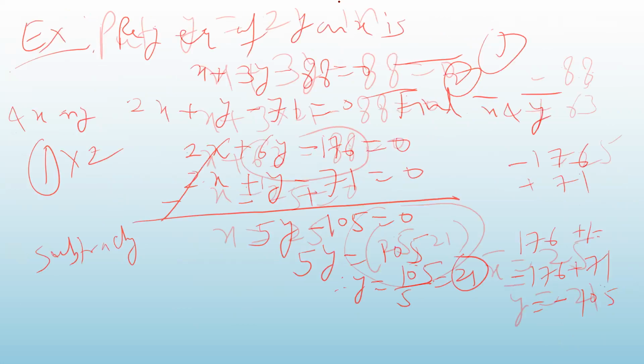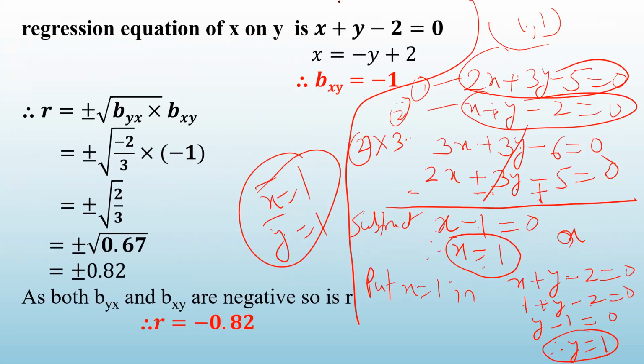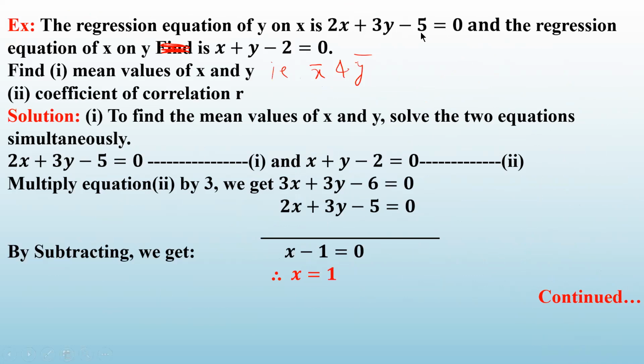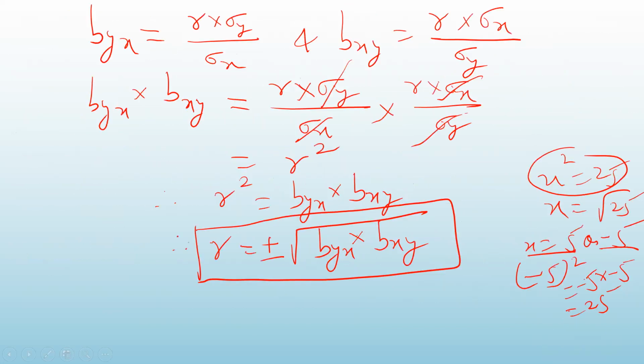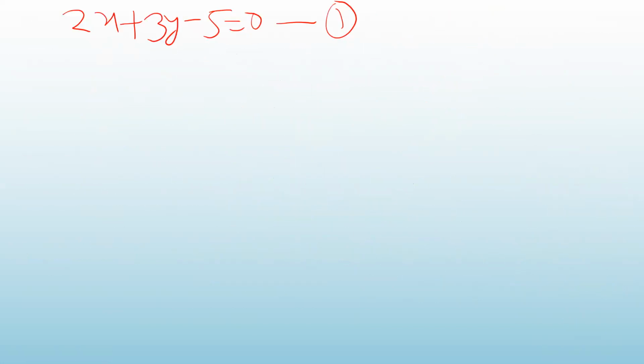2x plus 3y minus 5 equal to 0. This is the first equation. Okay, and what is the second one? The second one is x plus y minus 2 equal to 0. Okay, so these are the two equations.